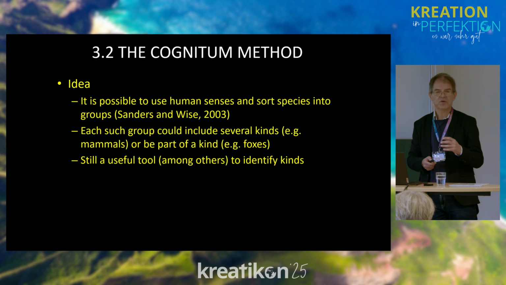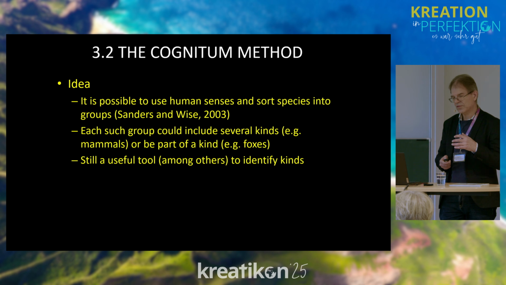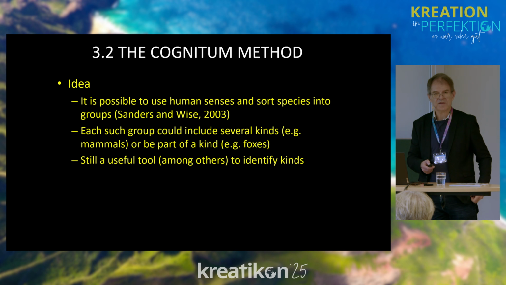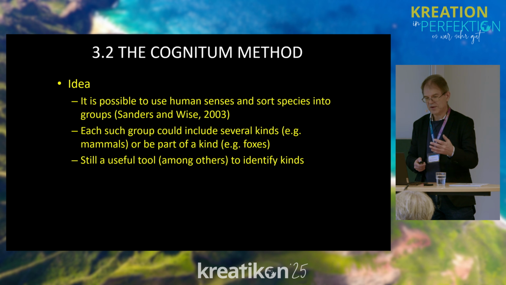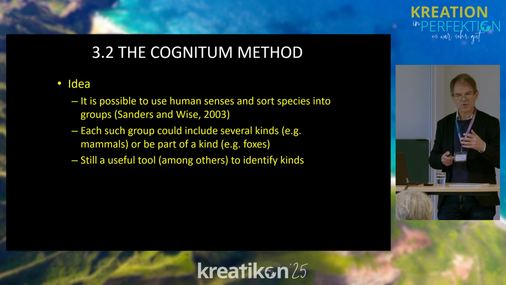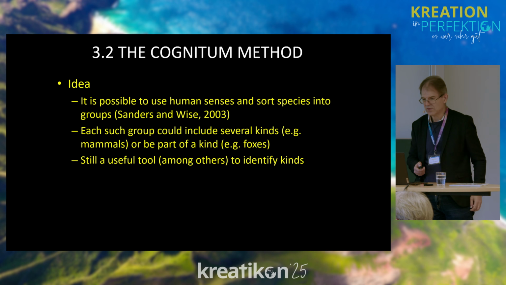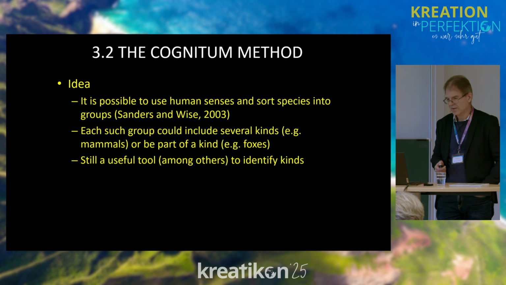They share certain features, and we can use human senses in order to do that grouping. In doing so, it's a useful complement to hybridization. If the hybridization experiments are not really complete, we can use human senses to suggest that this is really a biblical kind.